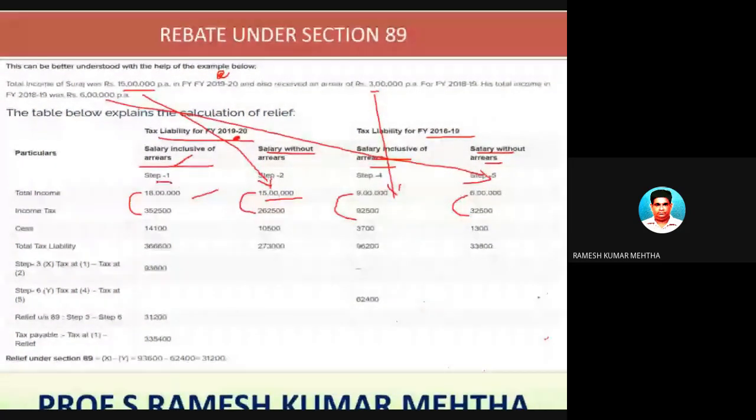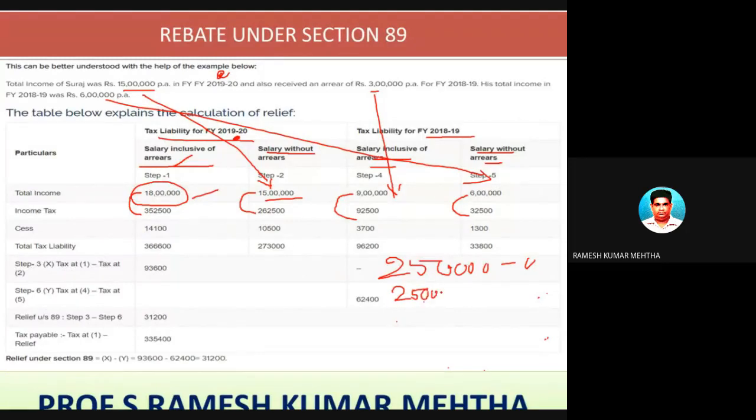Up to 2.5 lakh rupees is nil, so 0. From 2.5 lakhs to 5 lakhs, 2.5 lakhs is there. You have to pay 5%, which is 12,500.